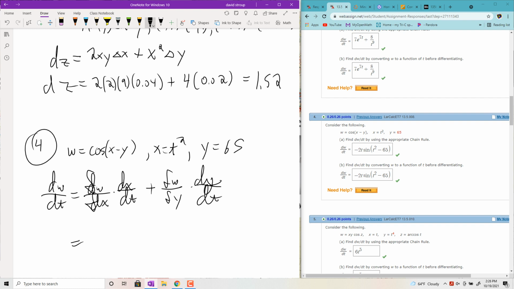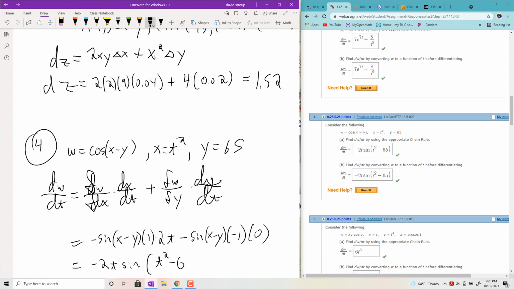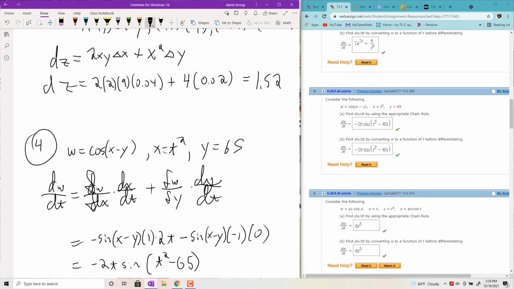The derivative of w with respect to x is going to be negative sine of x minus y times 1, and then the derivative of x with respect to t is 2t, plus the derivative of w with respect to y, this time negative sine of x minus y times negative 1, and the derivative of y with respect to t is just a big 0. Okay, so I get negative 2t sine, and then back substitute t squared for x, and 65 for y. And that would be your answer.